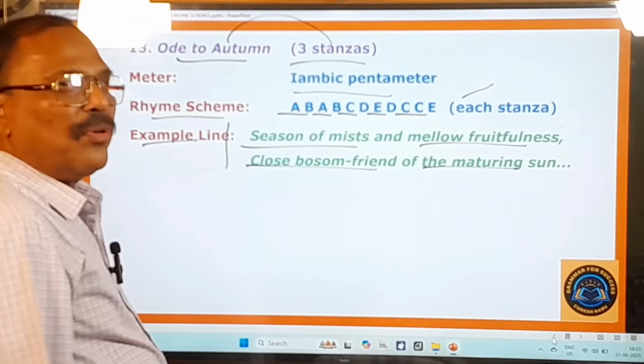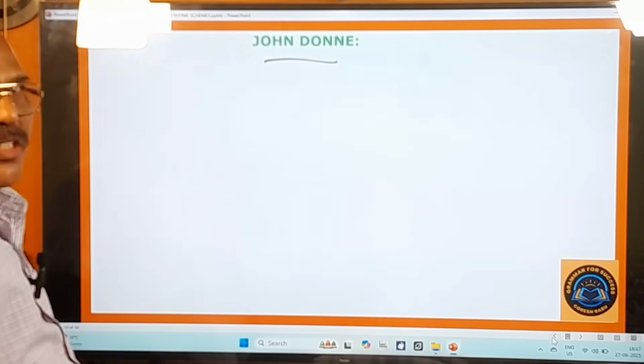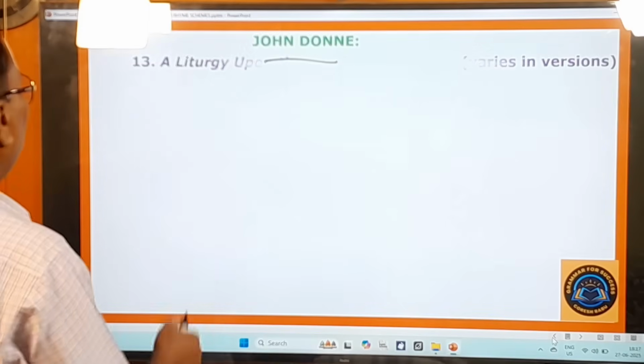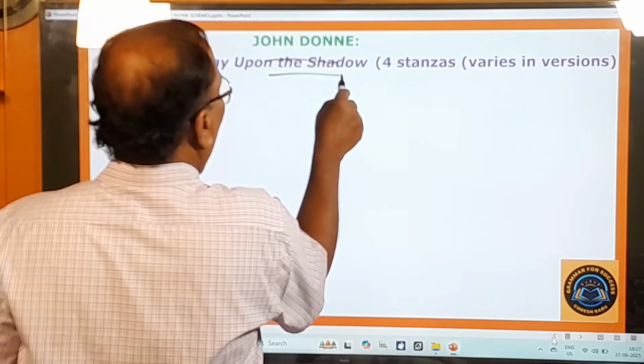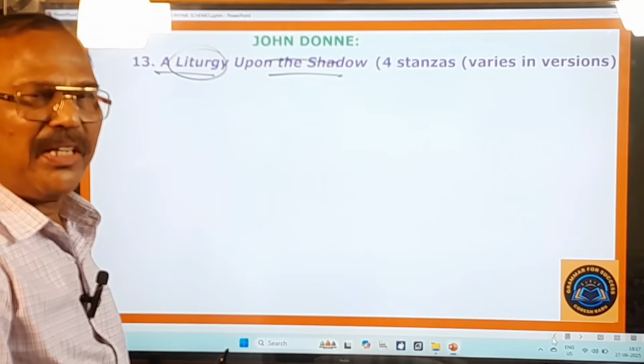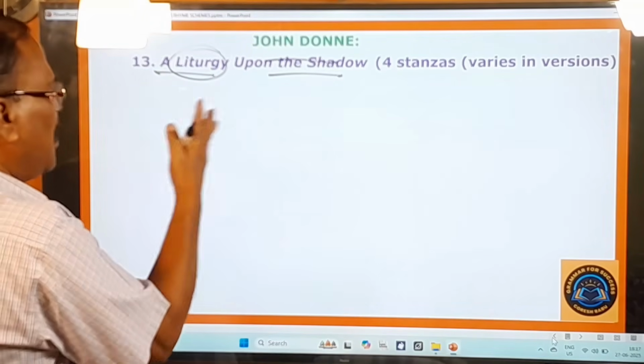Now, let's move on to other poems. John Donne. His poems are also prescribed for study in your syllabus. And here you pay attention. A Litany upon the Shadow. Liturgy means a body of rites to be followed in worship. So that is a religious poem.